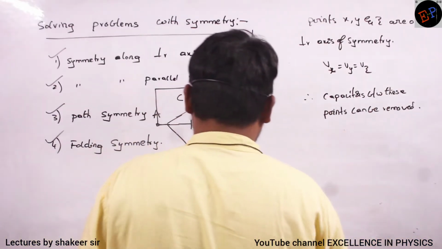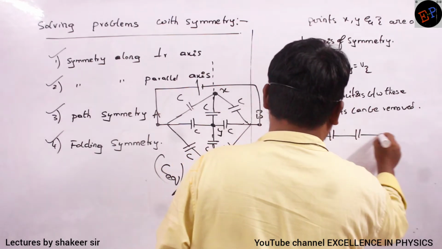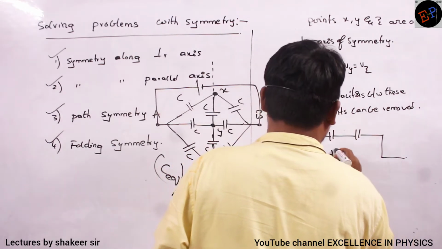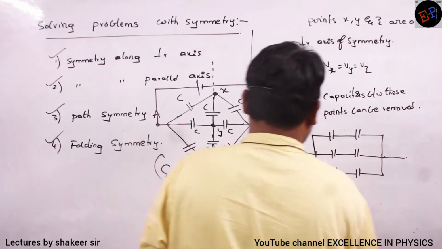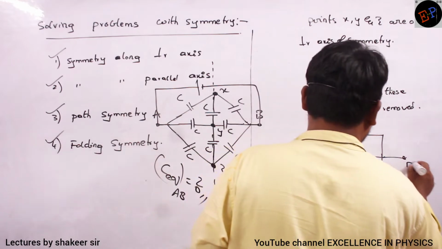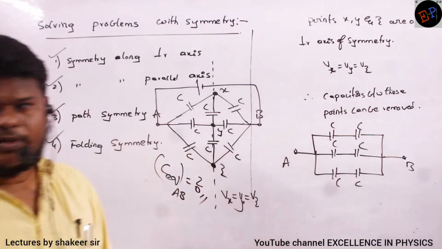If I remove the capacitors, then what is the circuit I am left with? I am left with this circuit. Clear? That's it. So this is terminal A and this is terminal B. So I'm left with this circuit now. Are you able to understand?